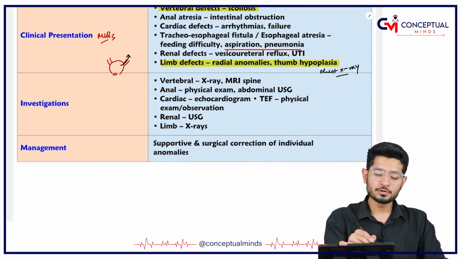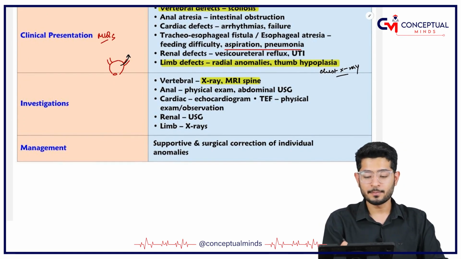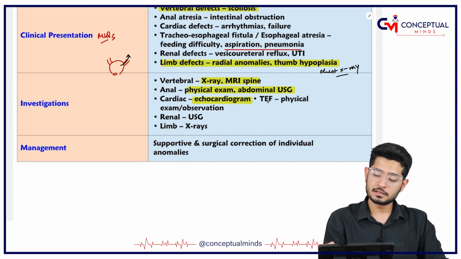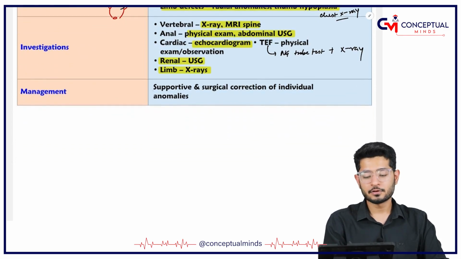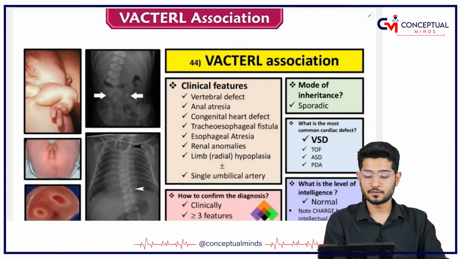So what to do in order to see the vertebrae? Do x-ray, do MRI. For anal issues, do physical examination and abdominal USG. For cardiac problems, do echo. For tracheoesophageal fistula, there is something called the NG tube test, nasogastric tube test with x-ray. For renal issues, we have to do USG, and for limbs, do x-ray. And of course, supportive and surgical correction is required.